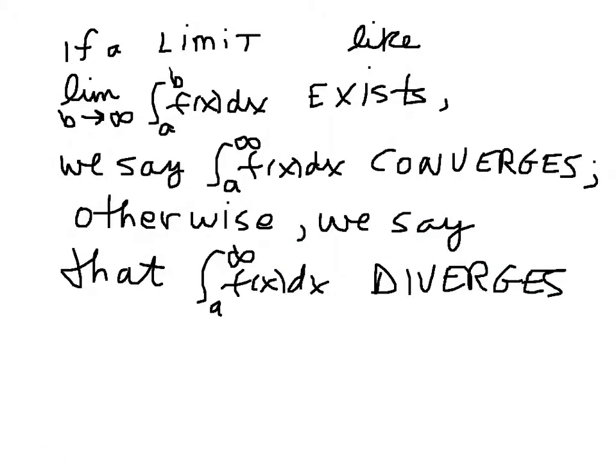Okay, so in passing, we should talk about some language. If we have a limit like this, and if that limit does indeed exist, then we say that that improper integral converges. If the limit doesn't exist, then we say that that improper integral diverges. And so those two words, converge and diverge, are important ones, and you should have a feeling for how we use them.